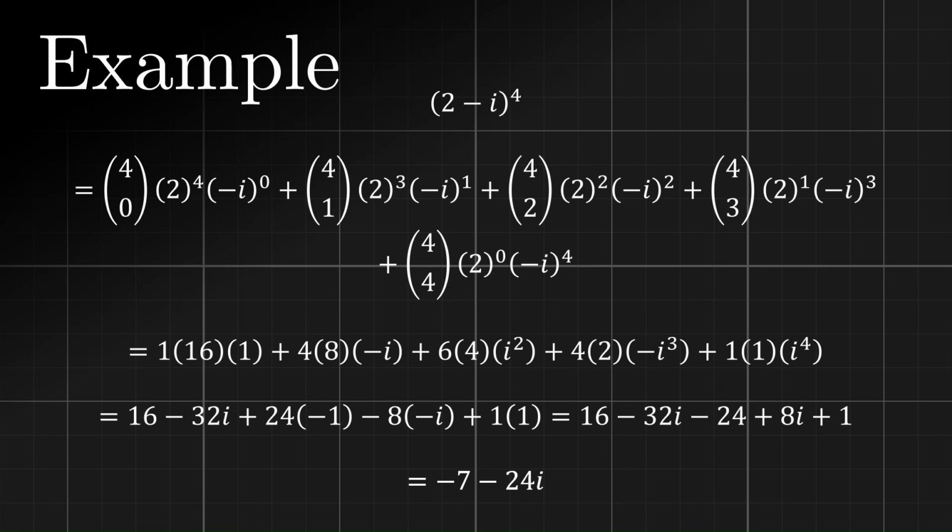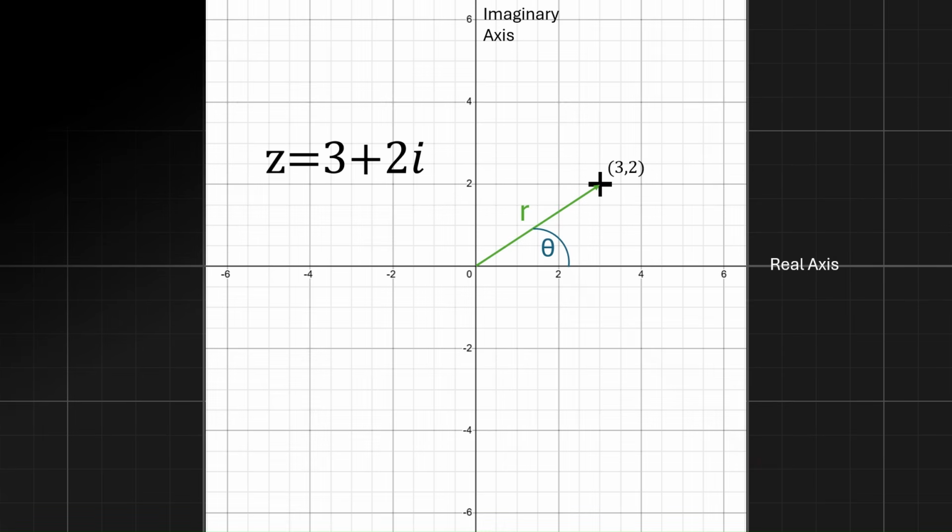Cartesian form, a plus bi, is great for addition and subtraction, but there are other ways to represent complex numbers that make multiplication, division, powers, and roots much cleaner. Let's go back to the Argand diagram. Instead of using the coordinates a and b, we can describe the point using its distance from the origin, r, and the angle it makes with the positive real axis, theta.